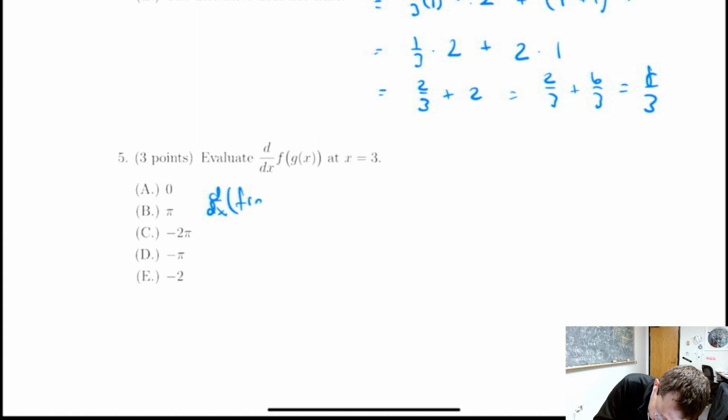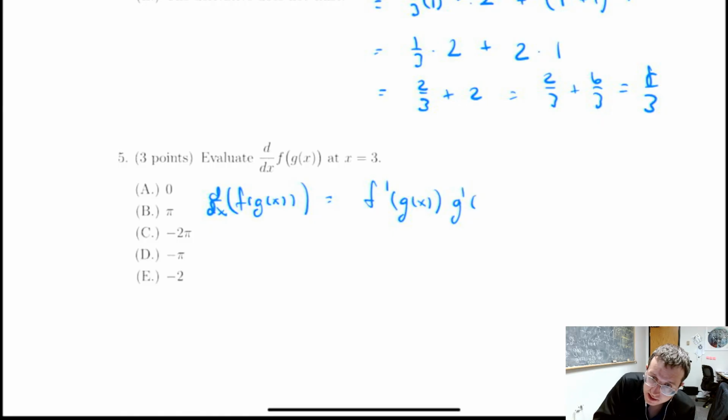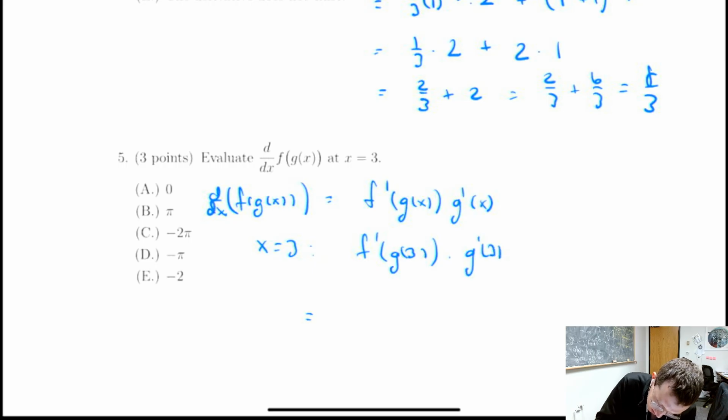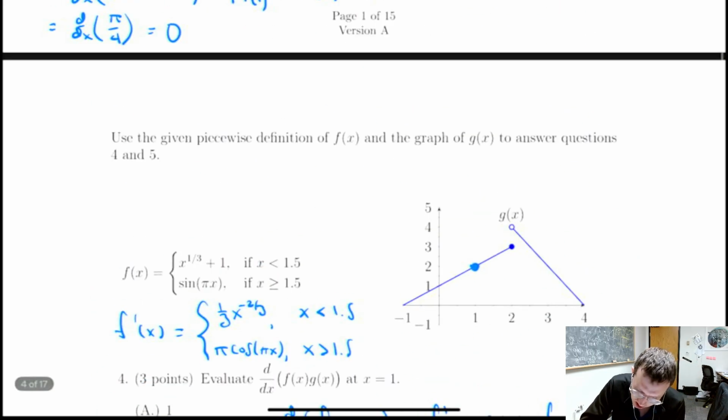This next question is going to require the chain rule. The derivative of f of g of x is f prime of g of x times g prime of x. When I evaluate this at x equals 3, I get f prime of g of 3 times g prime of 3. G of 3 is 2.